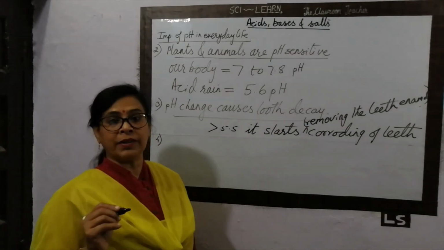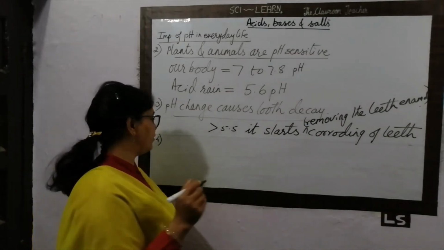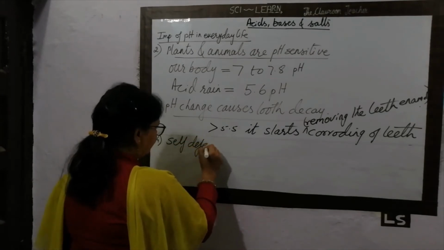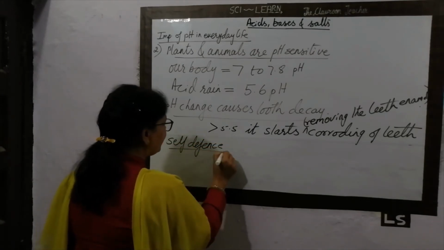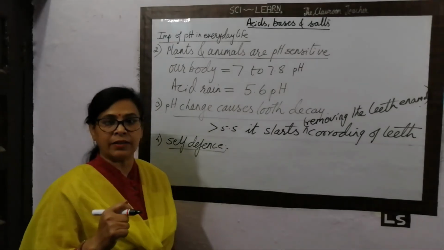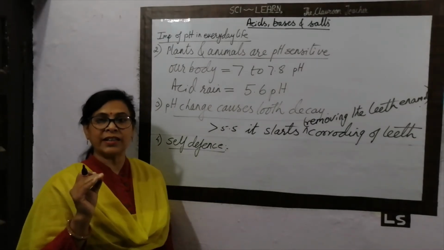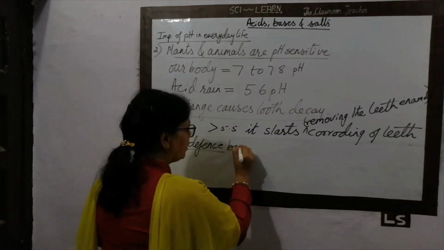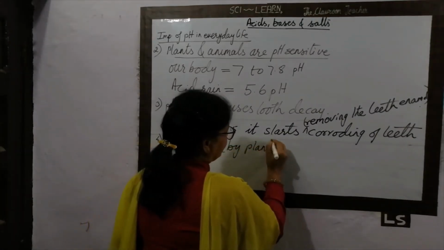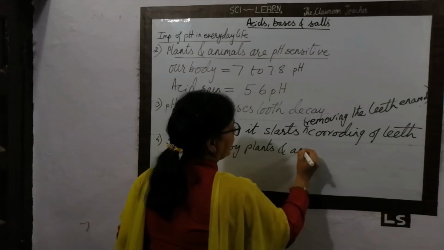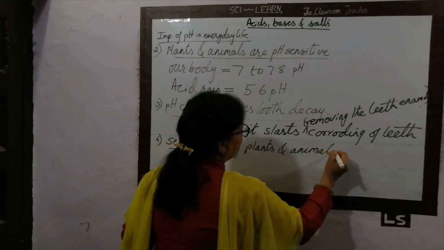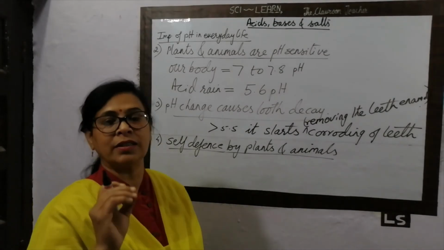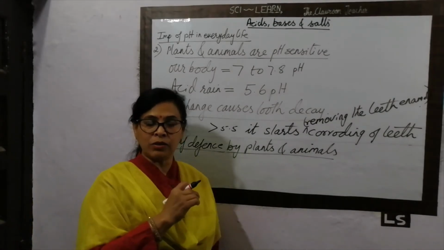One more role of pH is in self-defense. Self-defense means to save ourselves. This pH technique is used by plants and animals for self-defense. How is this pH amount helpful for animals or plants?